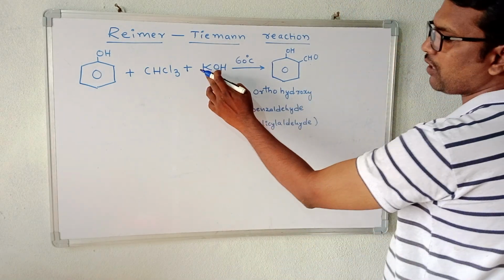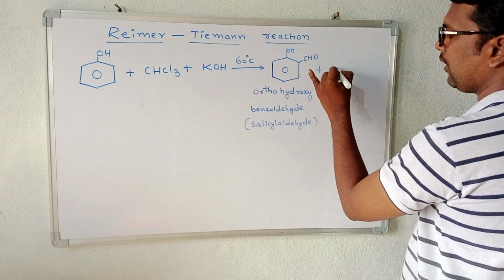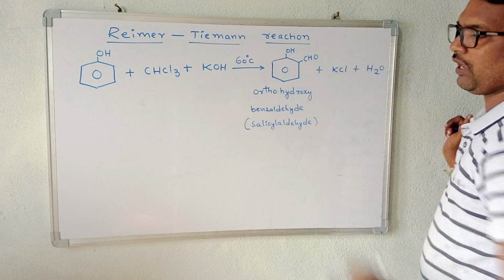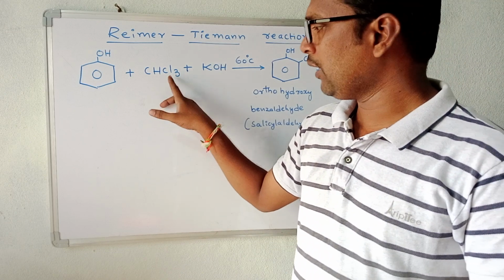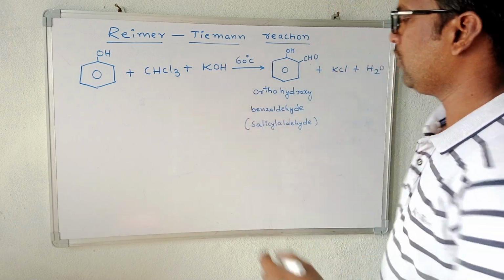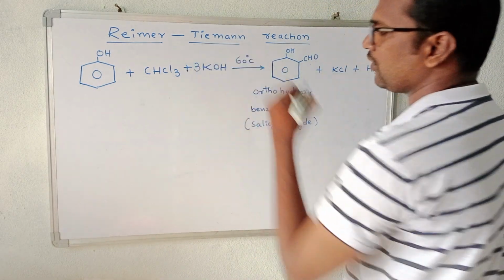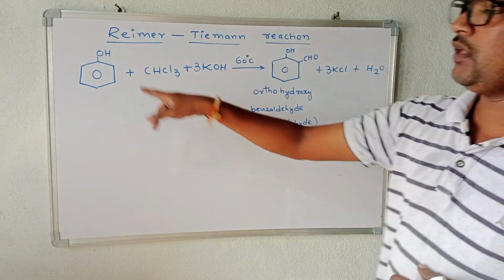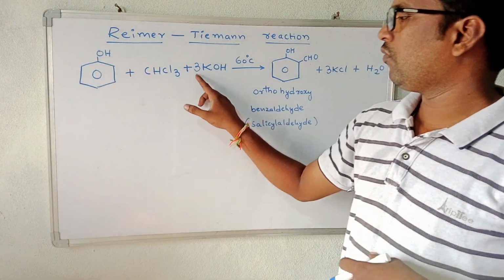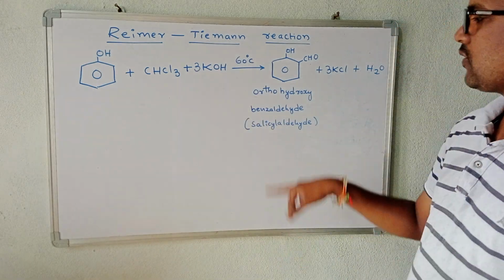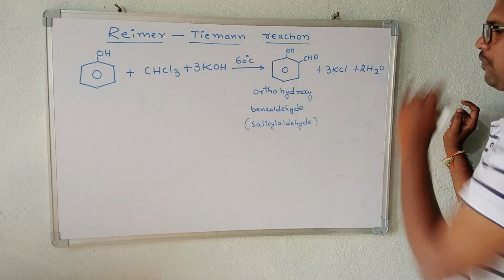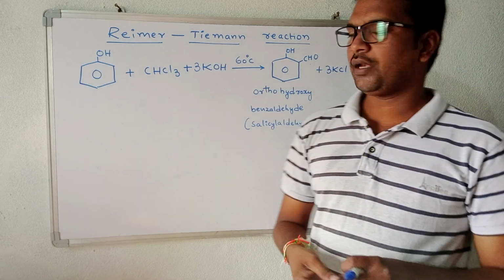And the byproducts are: potassium combines with chlorine to form KCl, and the remaining hydrogens and oxygen are eliminated as water. In balancing, 3 chlorines are present and only 1 potassium, so we take 3, and here 3 KCl are formed. When you count the oxygens, 1 plus 3, 4 oxygens in total are present, and on the other side 1 plus 1 is 2, so here we write 2. Now it is balanced. So that is the Reimer Tiemann reaction.